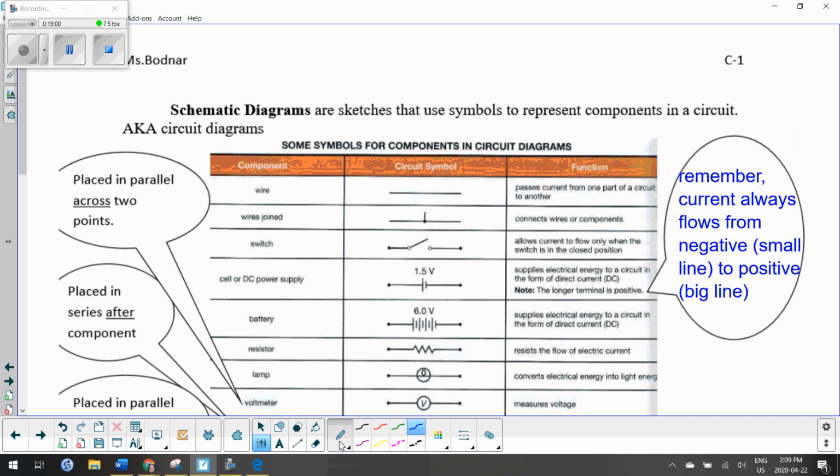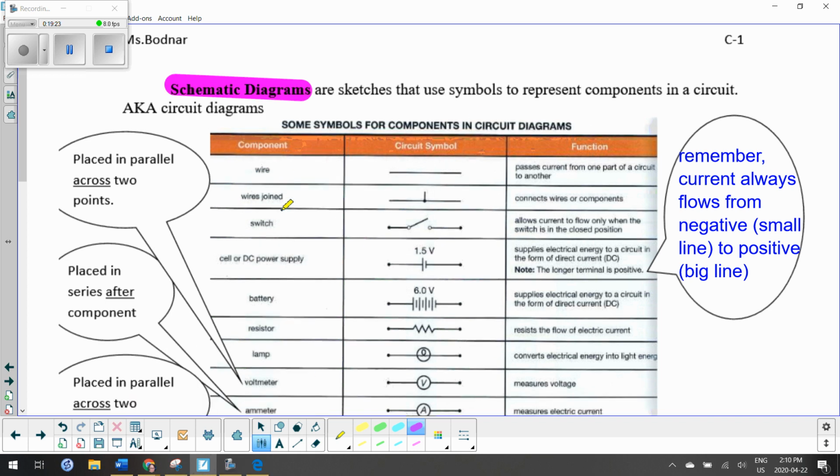Okay, next one, schematic diagrams. Schematic, however you want to say it. So these are sketches that use symbols to represent components within a circuit. I call these circuit diagrams because I don't like the word schematic, but whichever one you want to use. So wire is represented by just the line. Wires joined, you connect with a solid dot. Anytime you have a switch, it's an open dot, and then you'll see that's an open switch, and if it was closed, it would be down.